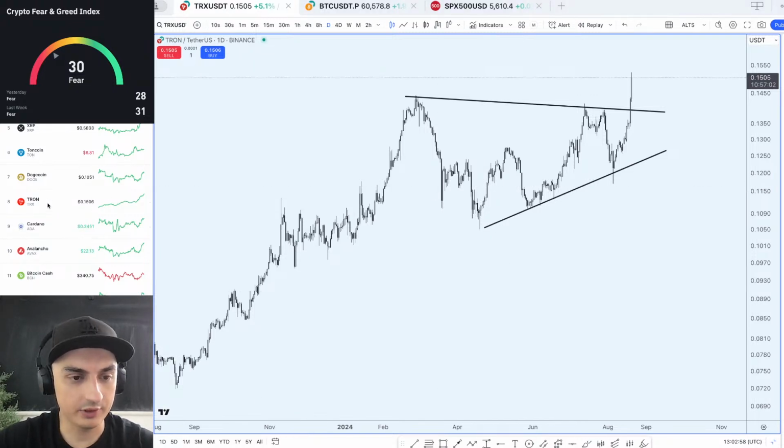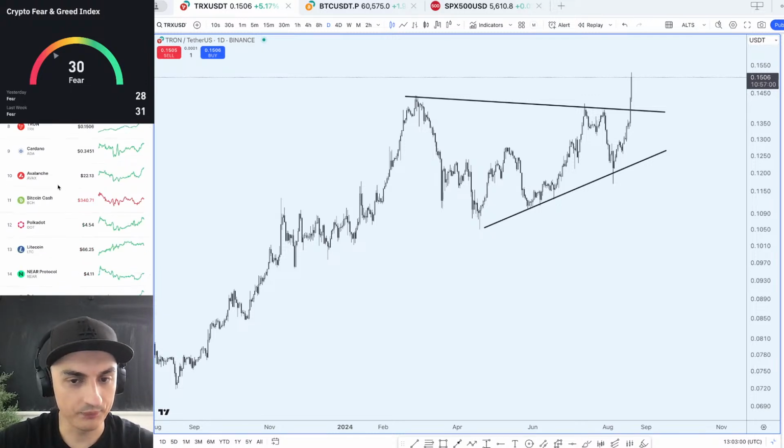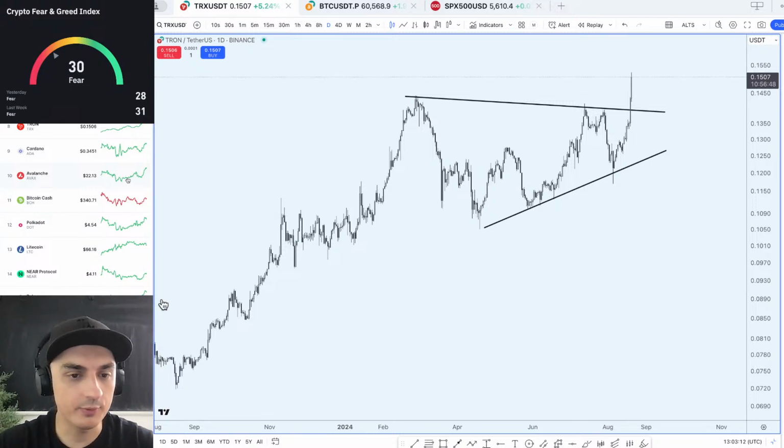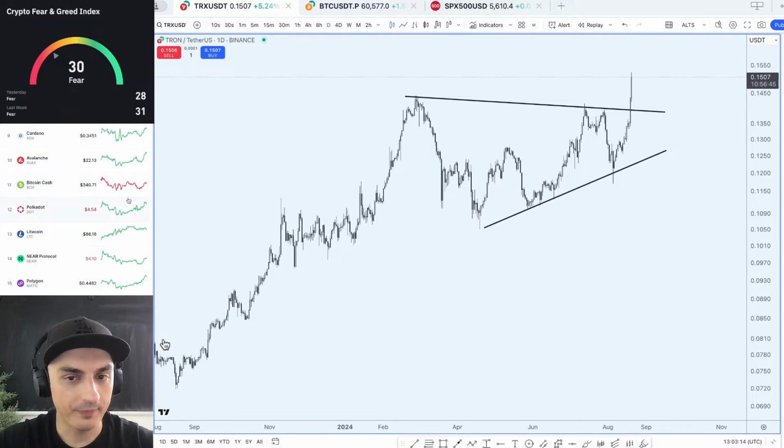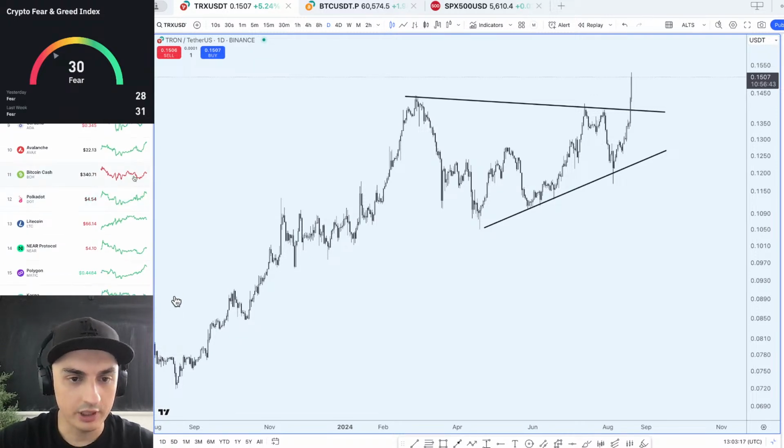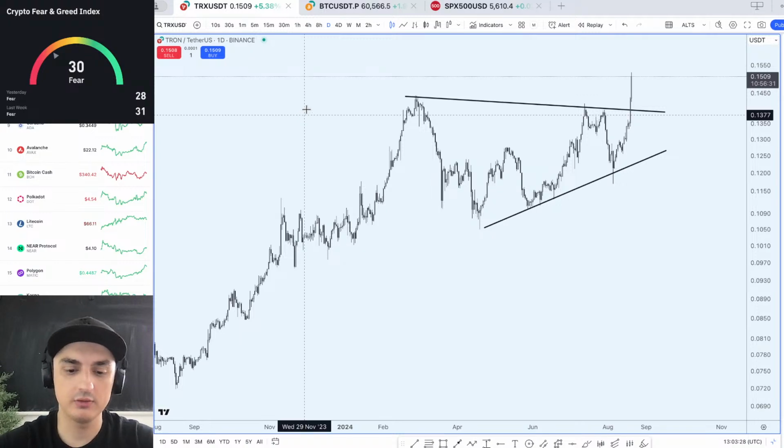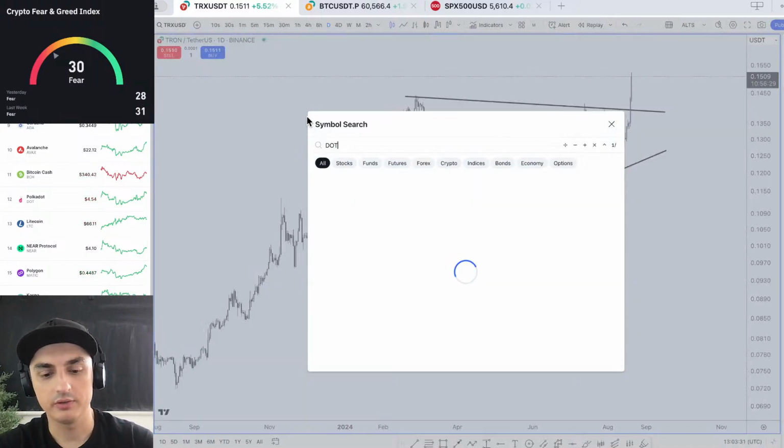So let's keep going. We take a look at Tron. Cardano at 34 cents, kind of rising a little bit. Avalanche, we just discussed it a few minutes ago before Tron. Bitcoin Cash, I don't really even want to discuss this one. What else do we have? We have Polkadot at 4.5. What is it doing? DOT.